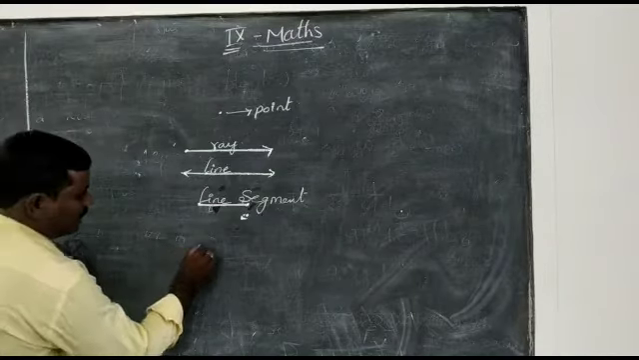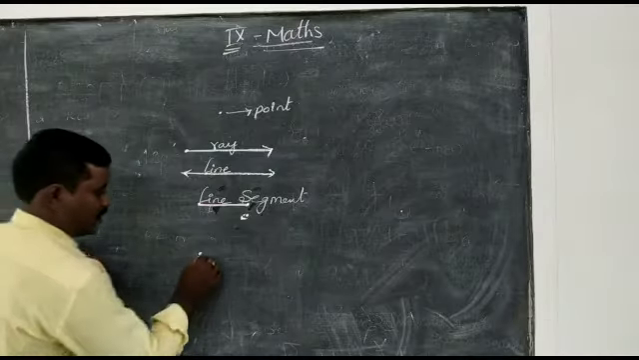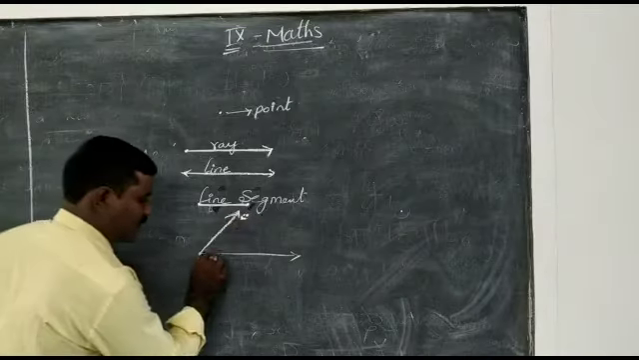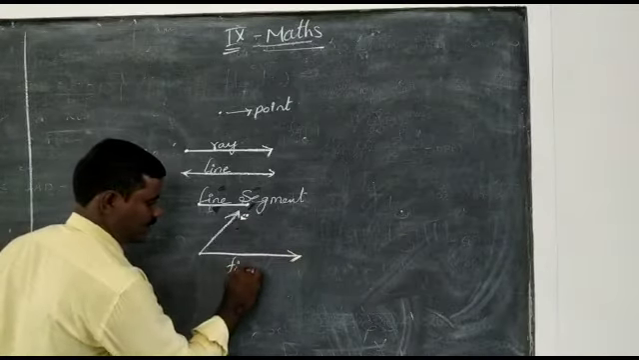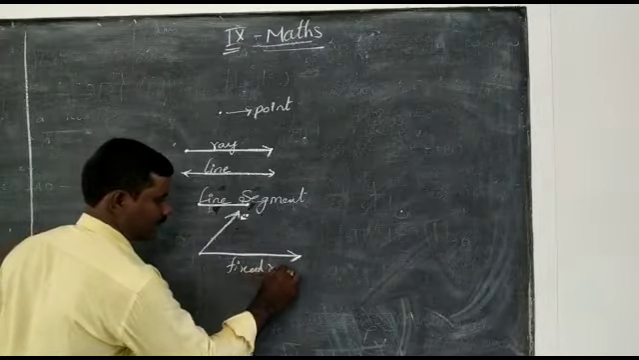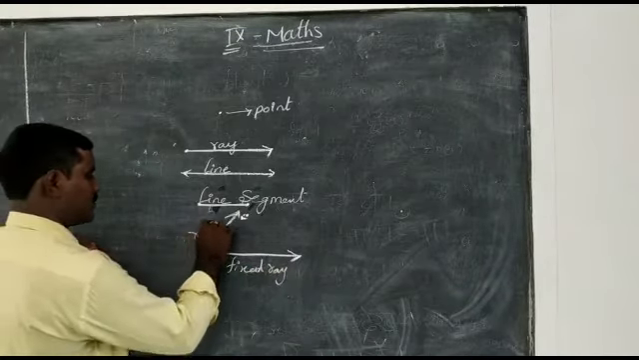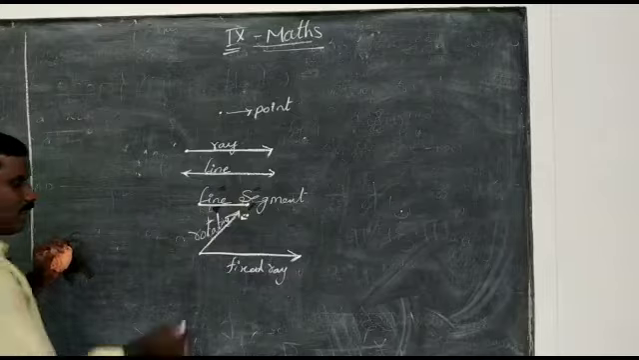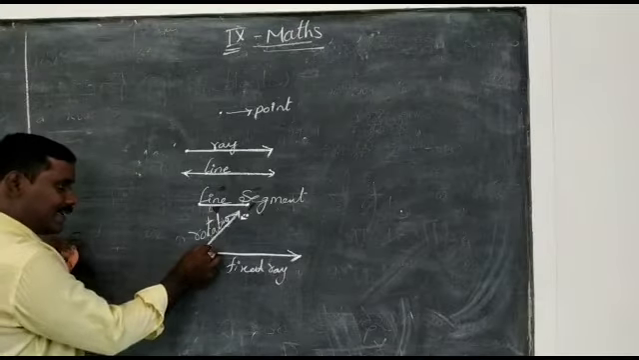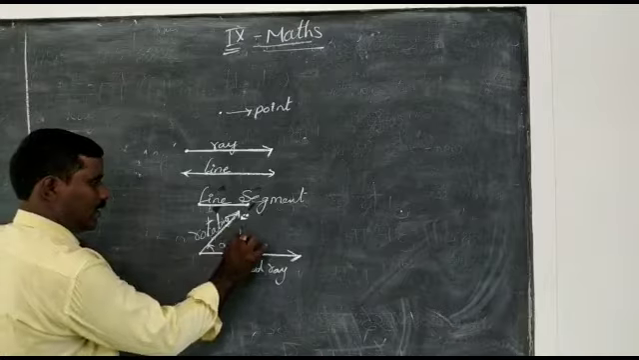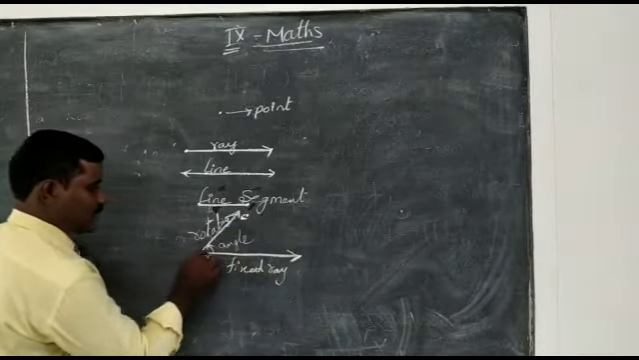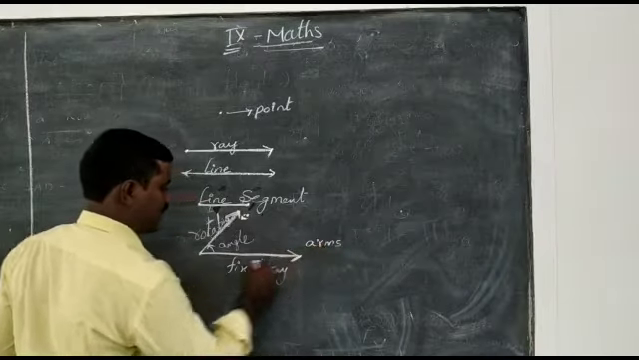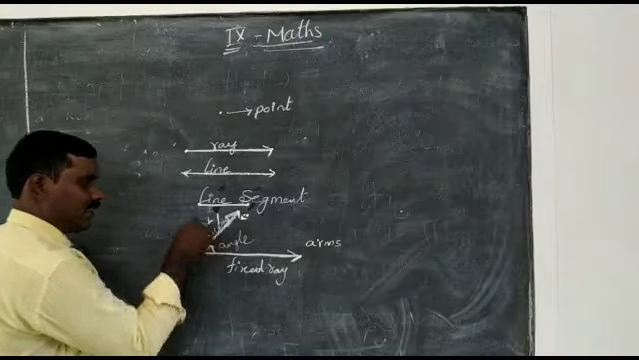And I am taking a point and taking two rays like this. One is a fixed ray, not moving, and the other is the rotating ray. Then this rotation part is called the angle, and these two rays are called the arms of this angle.